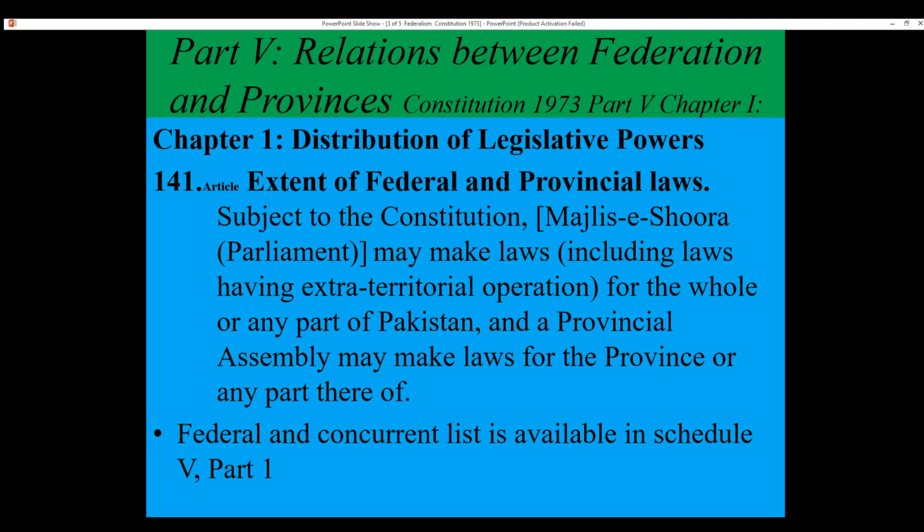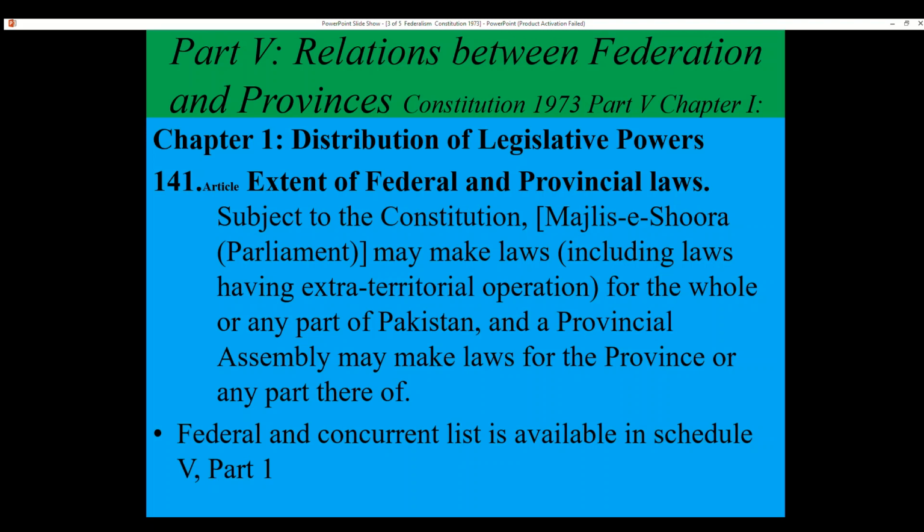So in the concurrent list, the federal, central government and provincial government both were entitled to legislate. If any law is legislated by a province or by more than one province and the central parliament at the same time, the law of the central government or the law of the parliament prevails.